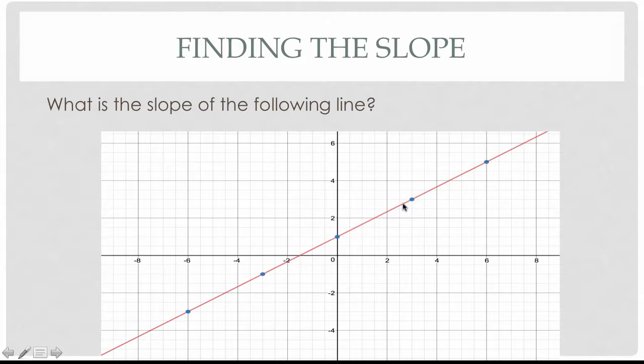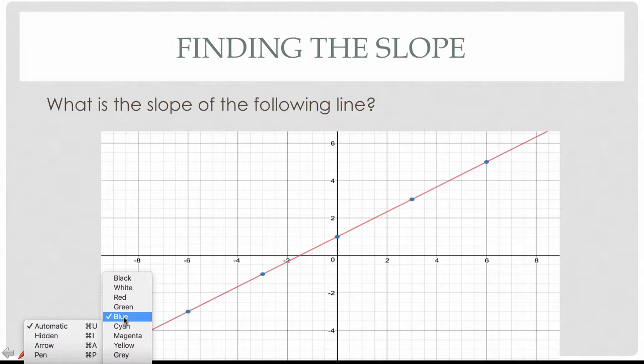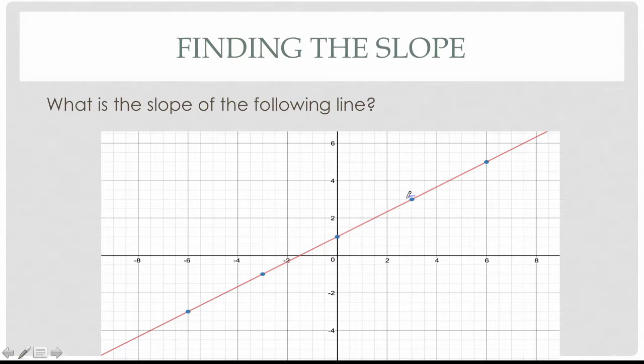Okay, let's go back to our line here. What is the slope of the following line? Well, let's pick a couple points and go through that here. So I'm going to use this point, which is an x value of 3, and it has a y value of 3. And I'm also going to use this point, which has an x value of 6 and a y value of 5.